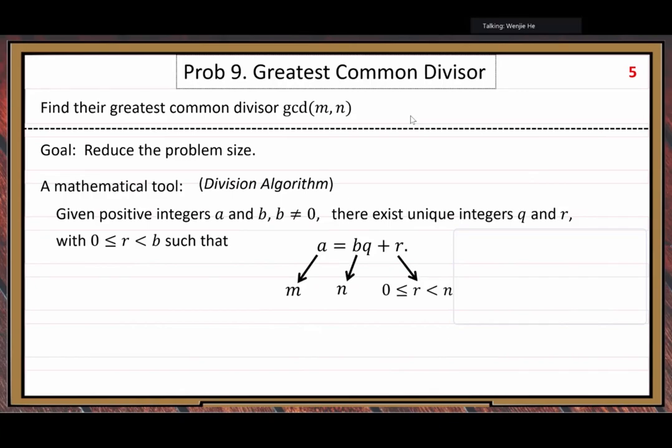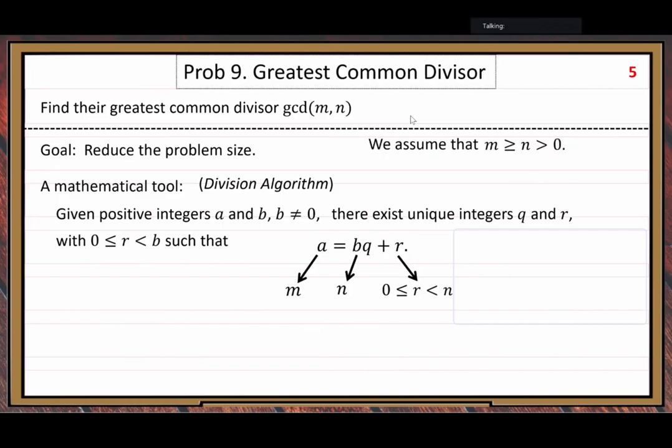This time we need to use this theorem to help us do the problem size reduction. When we calculate the GCD of m and n, if we calculate directly, it's hard. Then we convert it to an easier problem, another GCD problem with smaller problem sizes. That's the basic idea.